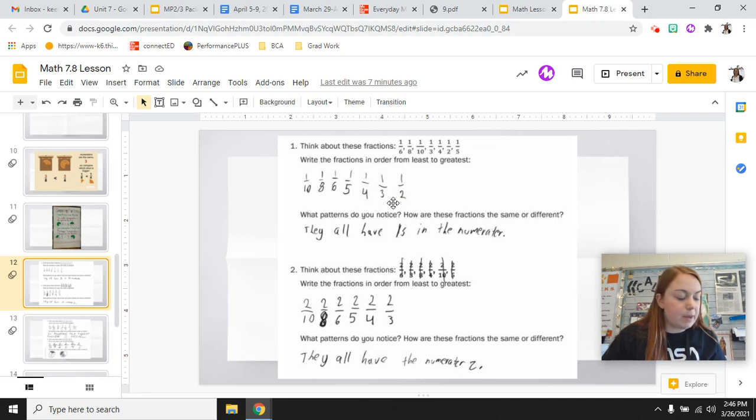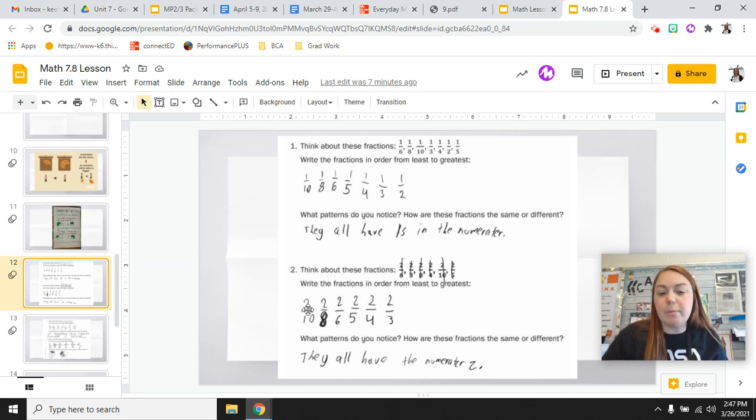Okay. Then it says part 2. They put 2/10, 2/8, 2/6, 2/5, 2/4, 2/3. Okay. So do we agree with this one?